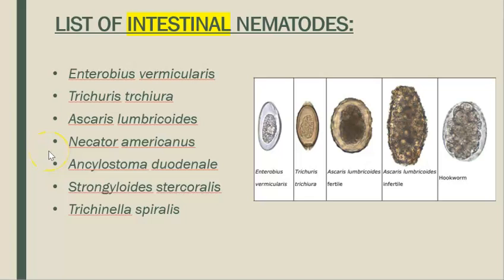One thing I want to mention really quickly is Necator americanus and Ancylostoma duodenale. Both of these are hookworms, so both of them are going to look like this. So that's your example.